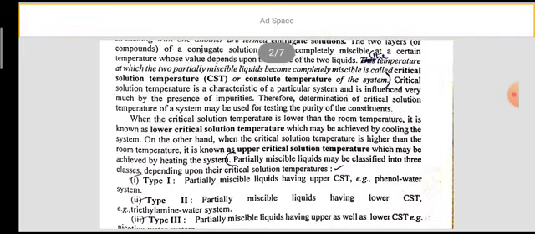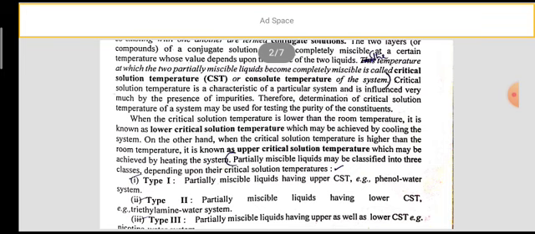When the critical solution temperature is lower than the room temperature, it is known as a lower critical solution temperature, that means lower CST, which may be achieved by cooling the system. On the other hand, when the critical solution temperature is higher than the room temperature, it is known as upper CST, that means upper critical solution temperature, which may be achieved by heating the system.